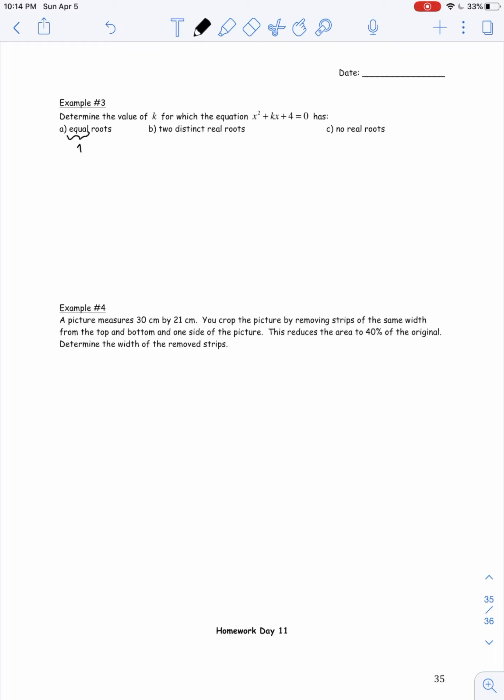Example number 3, they want equal roots, which means that there's only 1 root. That's another way of saying 1 root, if they're equal roots. Same answers. That means when our discriminant is equal to 0. So b squared minus 4ac is equal to 0. So what they're telling us is that our b value here is k. Our a is 1, and our c is equal to 4. So when we fill in this equation, b is k, a is 1, and c is 4.